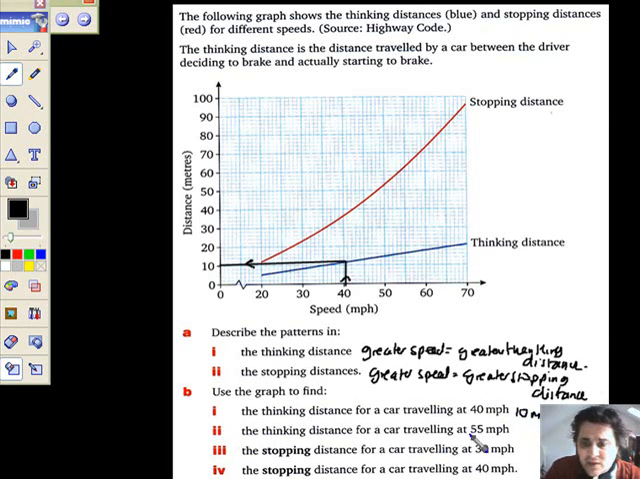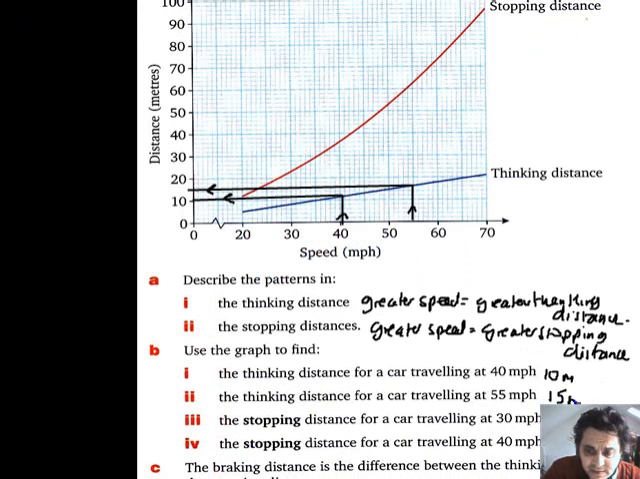The thinking distance for a car travelling at 55. Okay, 55 it is. 55 is there, and we're thinking about braking. That's what this says. Oh, it's not much in it, is it really? Quite dangerous. So I went up there and across there, and I'm going to make that 15 meters roughly from my rough sketch. So 15 meters.